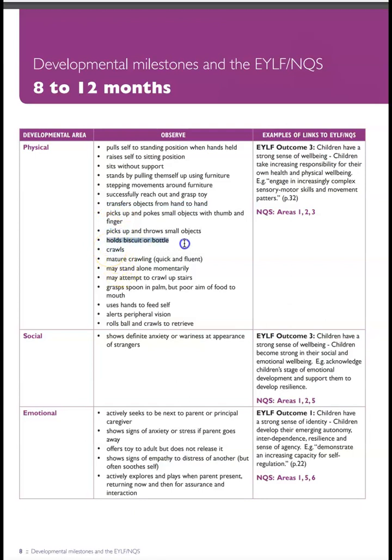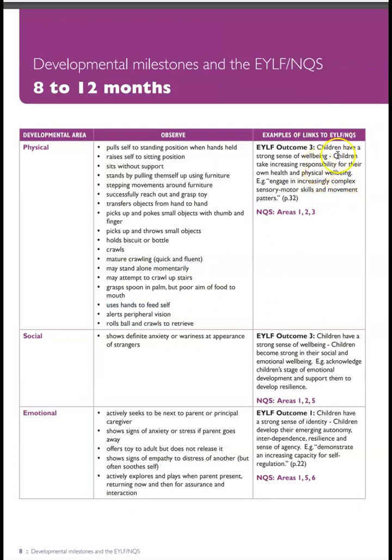Yeah, holds biscuit or a bottle, in our case a spoon, so then physical development is evident. Grasp spoon in palm, but poor aim of food to mouth, and that's exactly what we see. Maybe when they get tired, they will start using hands to feed themselves, yeah? And you can see that this will give you those words for describing and analyzing this observation.